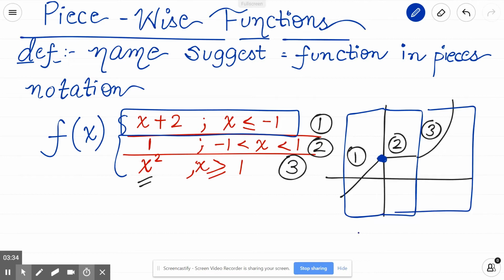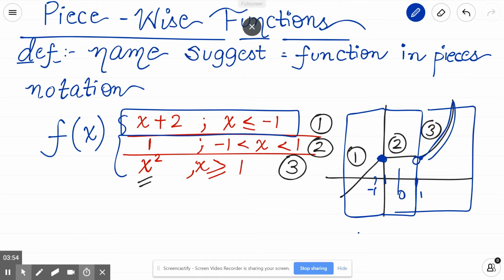And then I'm moving on to -1 and 1. So -1, let us say, is here, and 1 is somewhere here. Then it's ranging from -1 to 1. 0 is here. So I'll have an open circle here. Now x is greater than or equal to 1, I'll have a closed circle, and that's how it's moving.